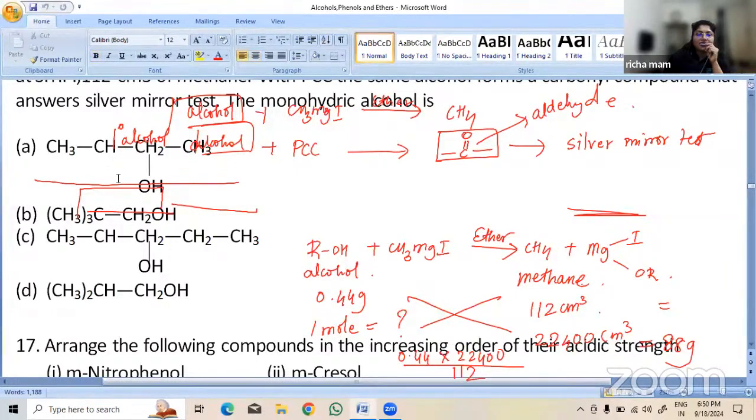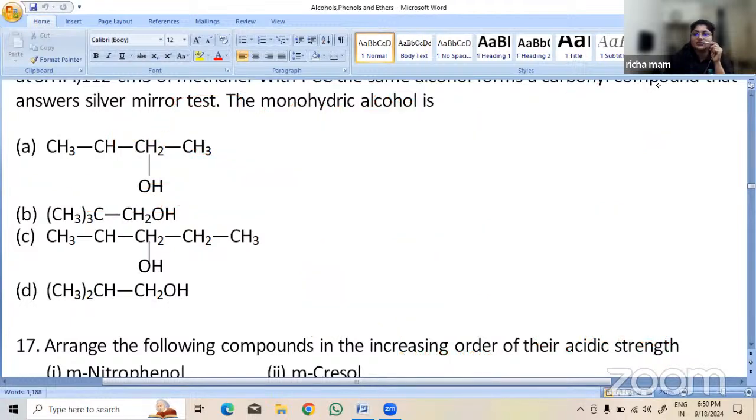So the first one is your secondary alcohol. The second one is your primary alcohol. And here also is your primary alcohol. So these are the 4 options. So your option will be either B or D. Okay, so B or D.